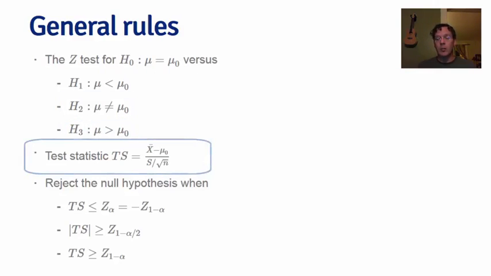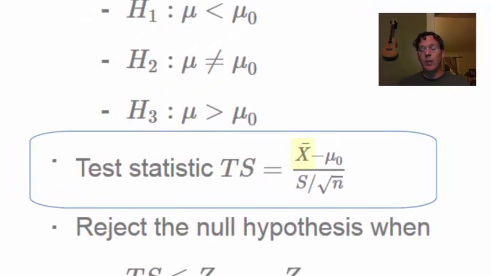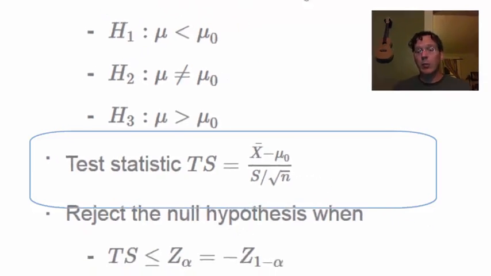In all of these cases, what we're going to do is take our sample mean, x bar, subtract off the hypothesized mean, mu naught, and divide by the standard error of the mean, s over square root n, thus calculating how many standard errors from the mean our sample average is. Because of the central limit theorem, if our data is a random sample from a population, this test statistic will frequently be standard normal.